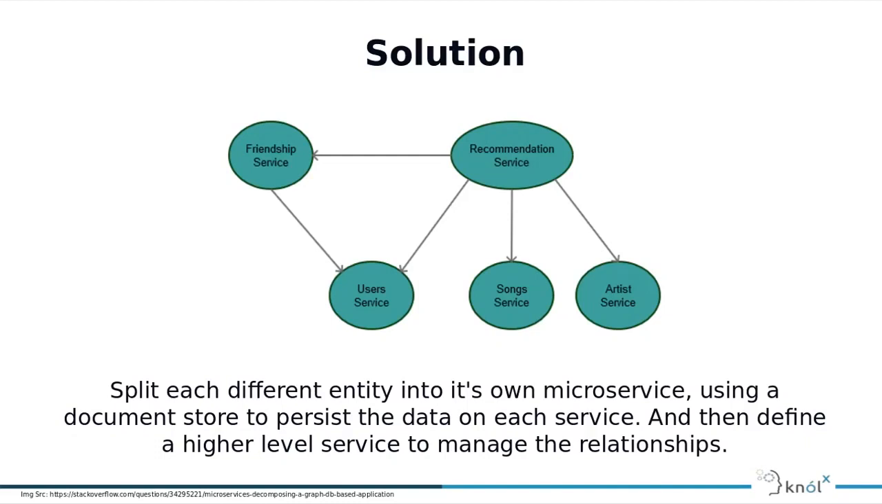Now, that resulted in the following architecture design for the microservices. So here we have a total of 5 microservices. First one is the user microservice, second one is for songs, and third one is for artists, right? So that's for my master data, simple.